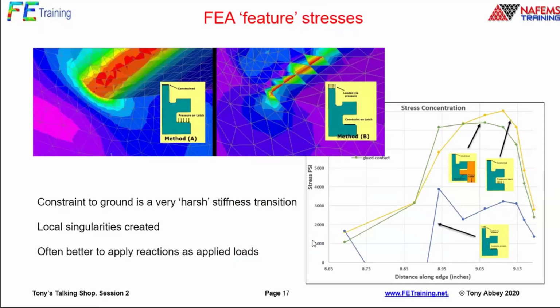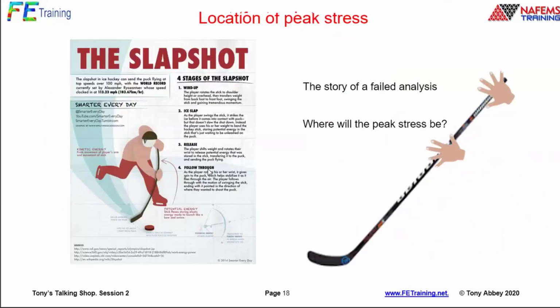So again, harsh stiffness transition. What we're implying here is that we've got stiffness which is infinitely stiff as we connect to ground, and suddenly we're running out to zero stiffness connected to ground. So no structure can ever do that in practice. There's no way you can actually achieve that. So in this particular case, it's better to apply the reactions back as applied loads there.